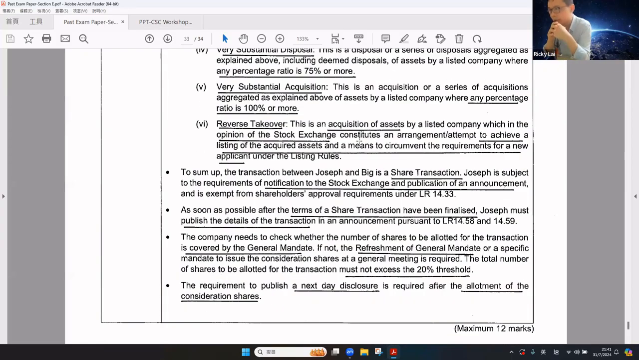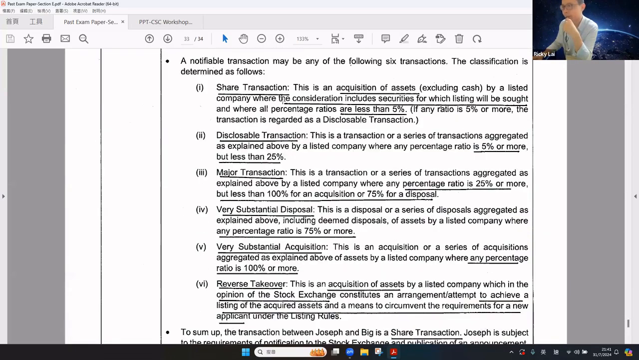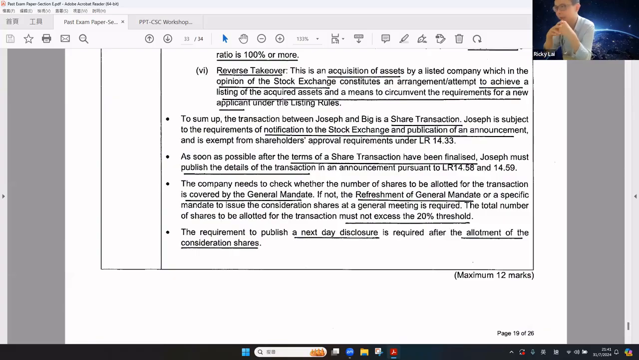In summary, the transaction between the company and BIG is a share transaction because even though all the size test results are less than 5%, the consideration is using a new issue of shares. So the transaction must require notification to the stock exchange and publication of the announcement, but there is no shareholder approval requirement. After the terms of a share transaction have been finalized, the company must publish the details of the transaction in the announcement.